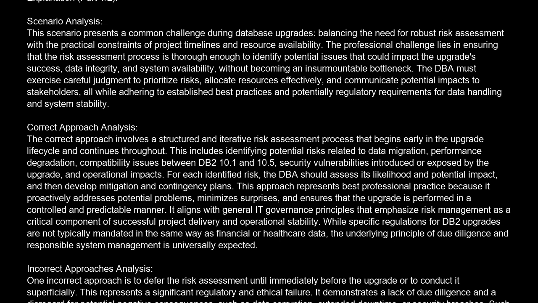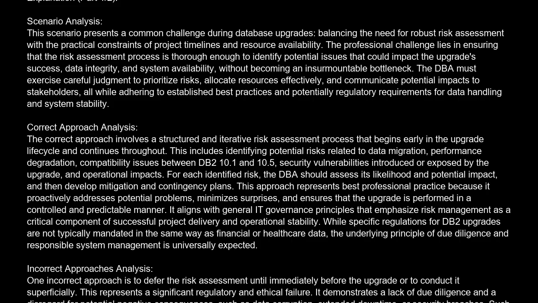Conduct a comprehensive risk assessment early in the project, involving all relevant stakeholders, to identify potential technical, operational, and security risks, and develop detailed mitigation and contingency plans for each. Explanation. Scenario analysis. This scenario presents a common challenge during database upgrades, balancing the need for robust risk assessment with the practical constraints of project timelines and resource availability.